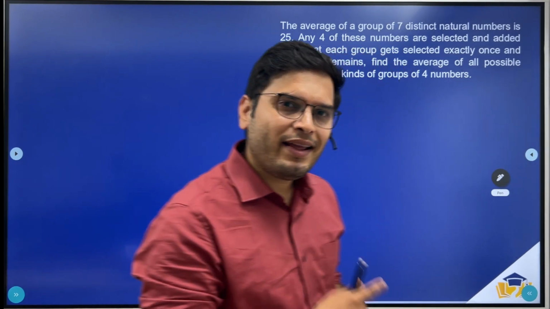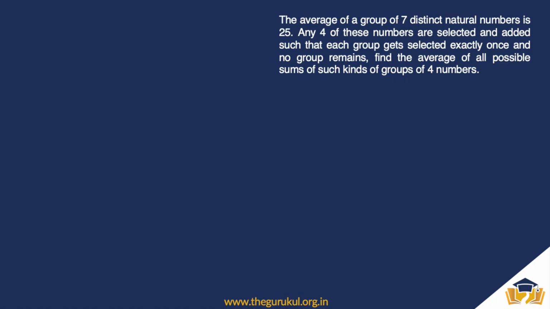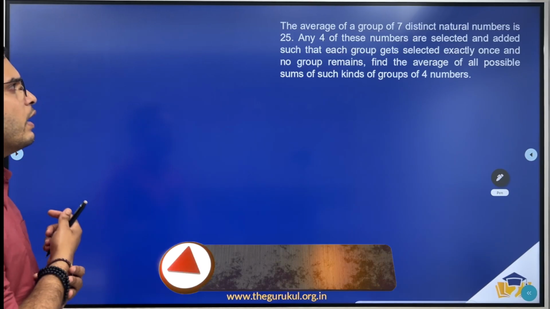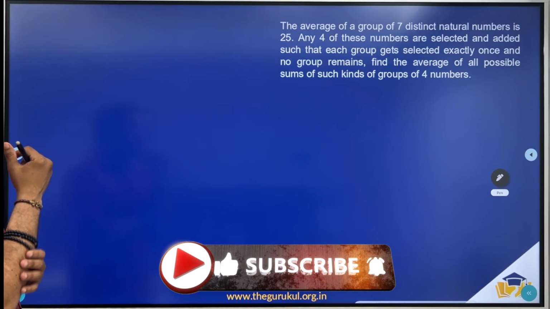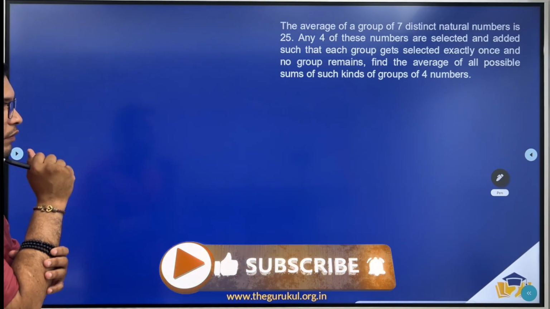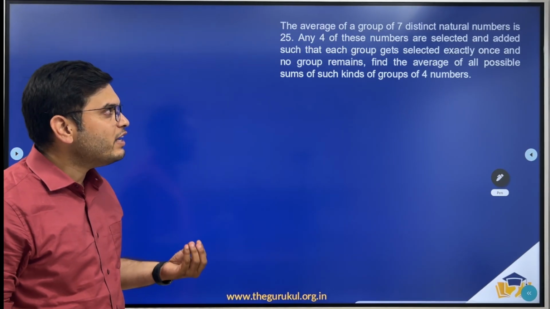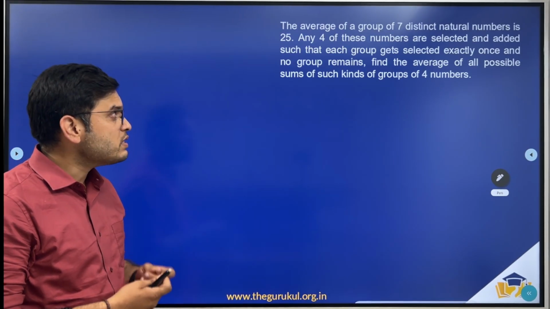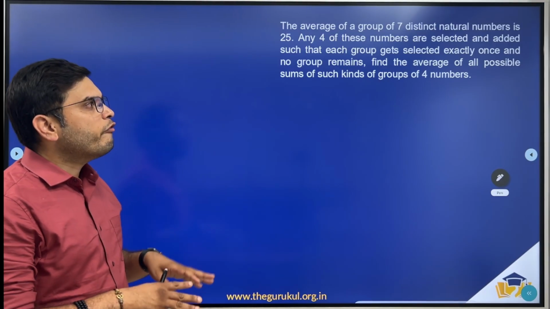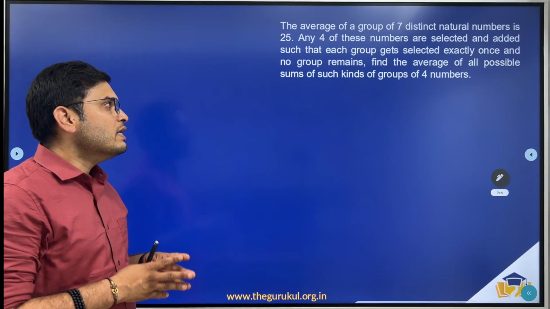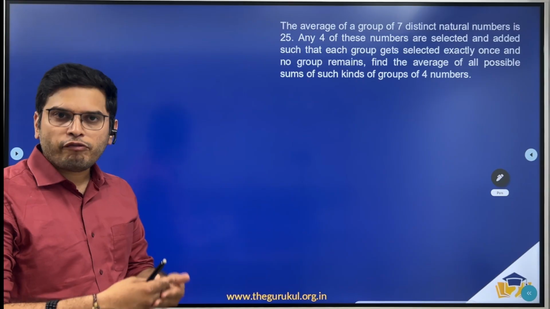And without any further delay, let's get started with the first question. The average of a group of 7 distinct natural numbers is 25. Any 4 of these numbers are selected and added such that each group gets selected exactly once and no group remains. Find the average of all possible sums of such kinds of groups of 4 numbers.